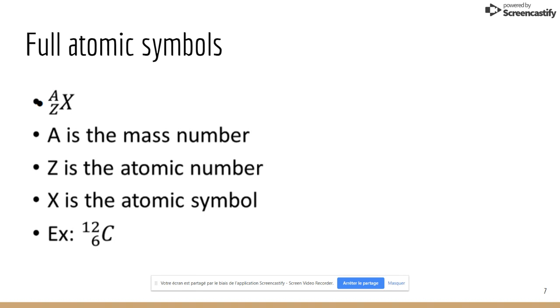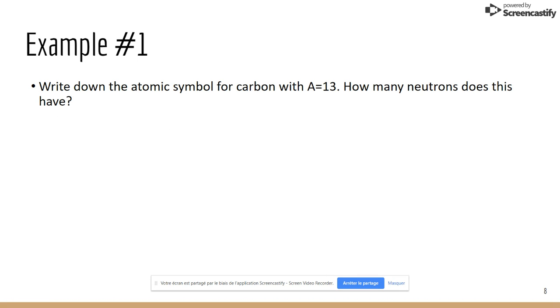Pause here. Okay, full atomic symbols can really just convey what's going on in a specific isotope of an atom. So it has to be a specific one. It is not all of them. A is the mass number, just the protons plus neutrons. Z is the atomic number. X is the symbol. So for example, 12,6 carbon, that is carbon with 6 protons, 6 neutrons, and 6 electrons. Pause here.